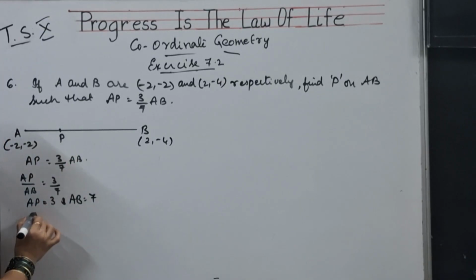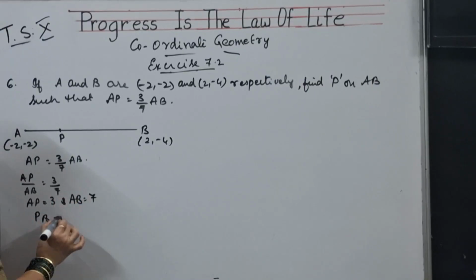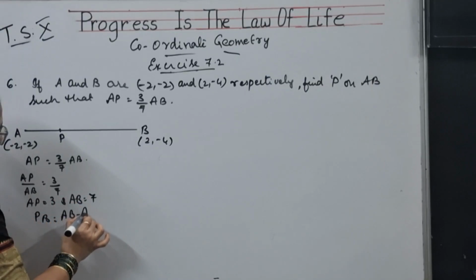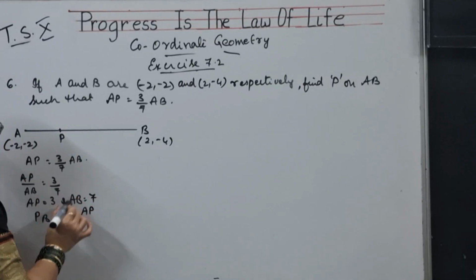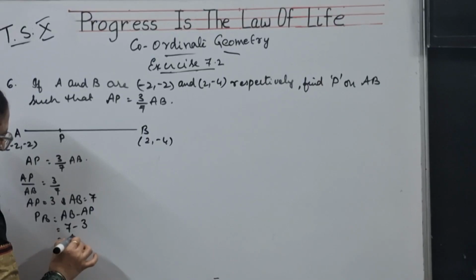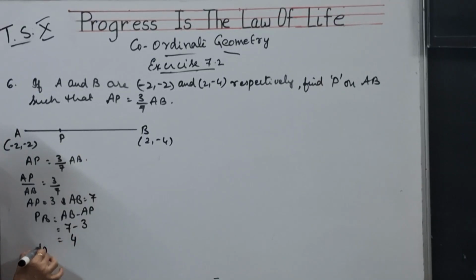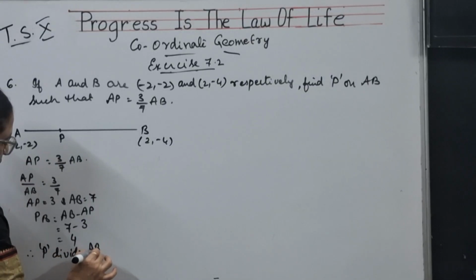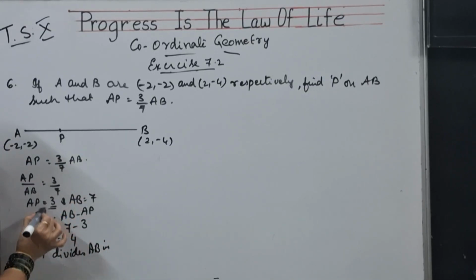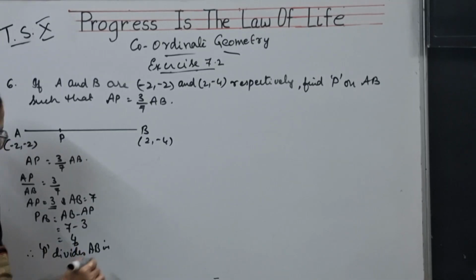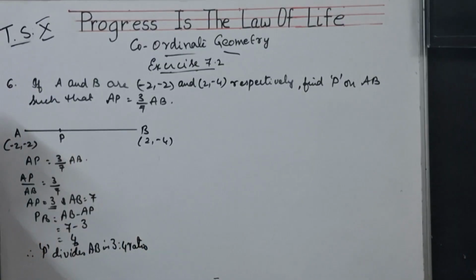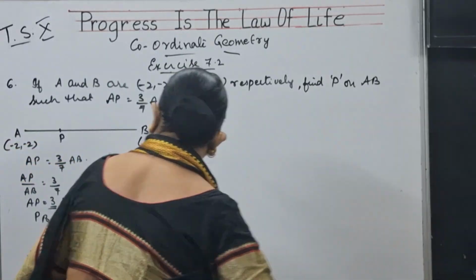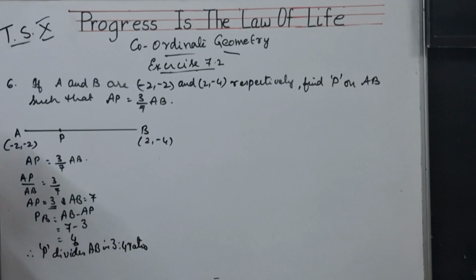So we want PB. What is PB? PB is nothing but AB minus AP. AB is 7 minus AP is how much? 3. That is equal to 4. Therefore, what you can say? P divides AB, AP is 3, PB is 4. P divides AB in 3 is to 4 ratio.